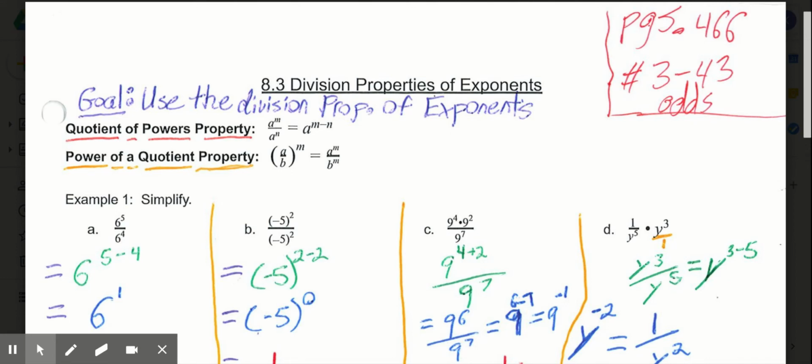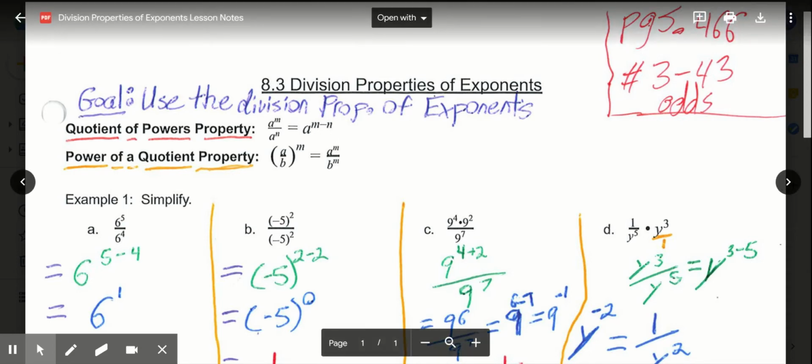If we have something to a power divided by the same number to a different power, the rule is you keep that base number and you subtract the exponents. So if we think back to our addition rules or our multiplication rules, we had to add the exponents when we were multiplying. Now when we are dividing, we have to subtract the exponents.